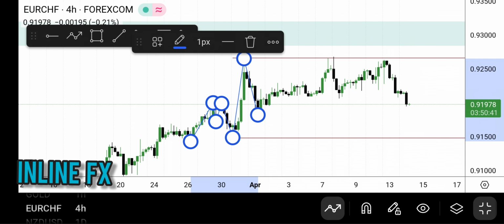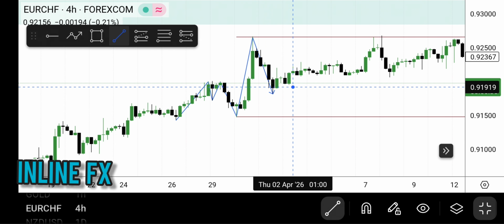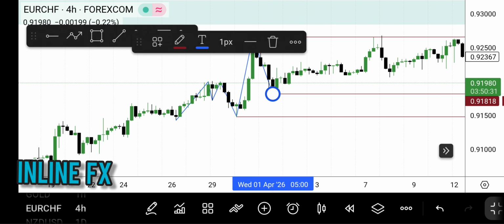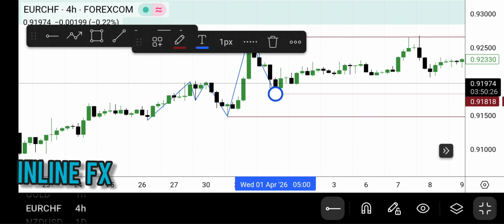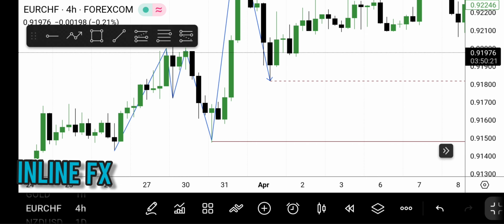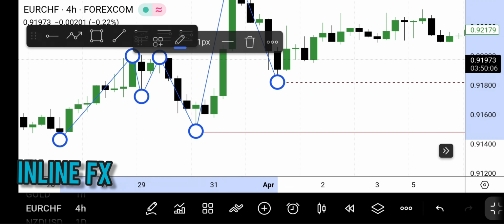So this first pullback that price gave us, we are going to use as inducement, as liquidity. If you are using it as liquidity, it means our entry is going to be below this inducement. You're going to look for anything below this inducement. So what's below there?